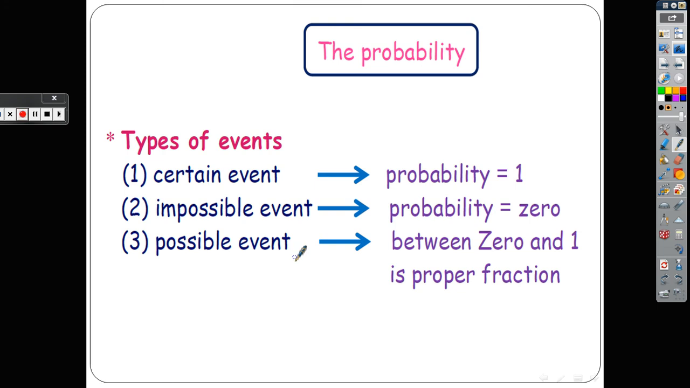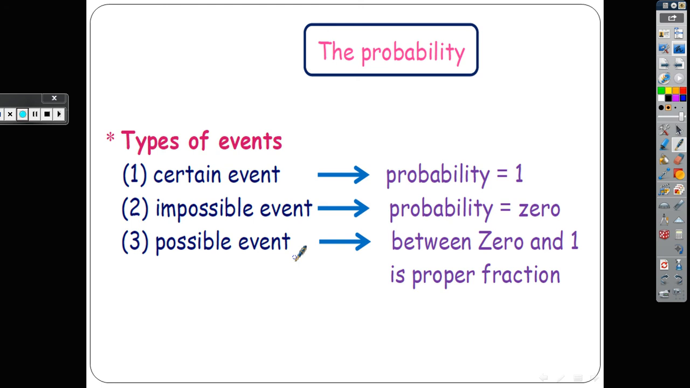At the end, the probability of the possible event. If you have a box contains red balls and yellow balls and blue balls, and you want to draw a red ball from this box, maybe the drawn ball is red or yellow or blue. So maybe yellow, maybe red, maybe blue. So this event is called possible event.